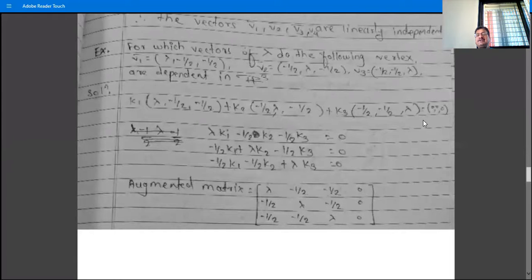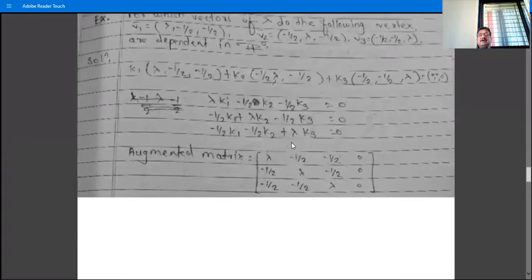After comparing LHS and RHS, we have this system: lambda K1 minus 1 half K2 minus 1 half K3 is equal to 0. The next is minus 1 half K1 plus lambda K2 minus 1 half K3 is equal to 0. The last equation is minus 1 half K1 minus 1 half K2 plus lambda K3 is equal to 0. Write that in between steps. First write the sentence let K1, K2, K3 be scalars such that K1 V1 plus K2 V2 plus K3 V3 is equal to 0 bar, then substitute the values, apply the definition of scalar multiplication, add the elements, and then compare.